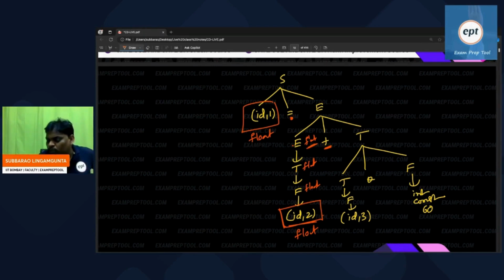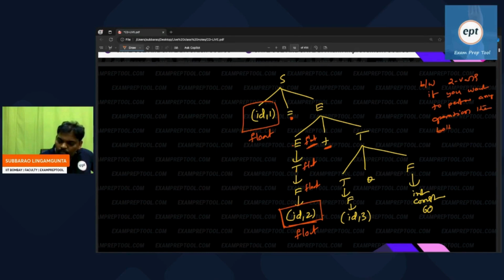Remember, in the programming language there is one rule. If you want to do any operation between two variables, both should be the same type.